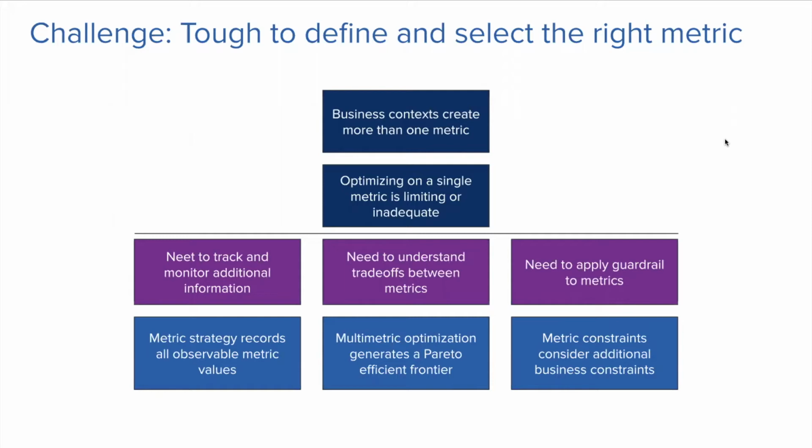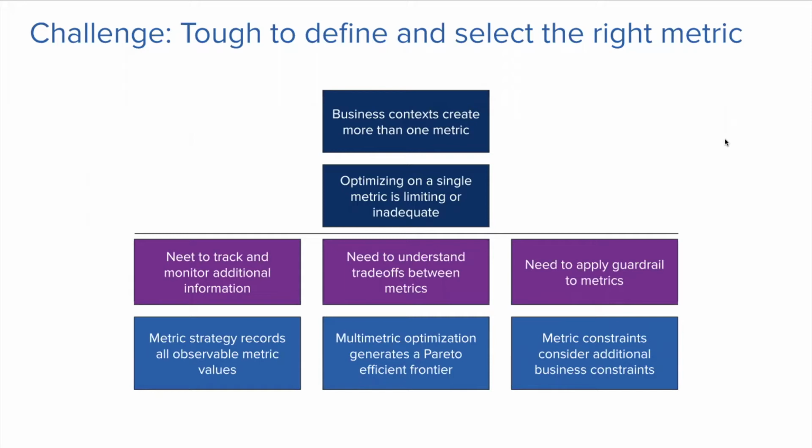The first is to track and monitor so that you gather additional information as you're training, so you're aware of what's going on in your model. And that's really where metric strategy comes in. That's where you can choose what to record and what to optimize and what to set constraints around. Secondarily, you want to understand the trade-offs between your metrics. And that's where multi-metric optimization can generate a Pareto frontier, which lets you as the user and the data scientist determine which of your two metrics you're going to prioritize and by what amount, or whether you're going to prioritize them equally.